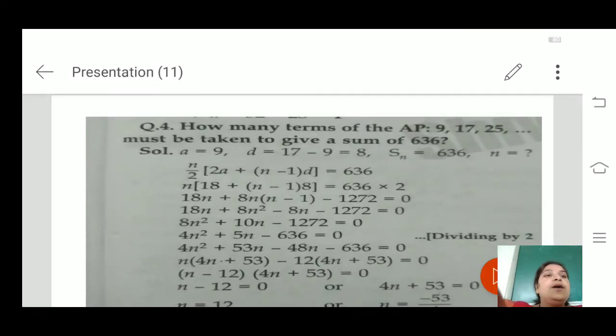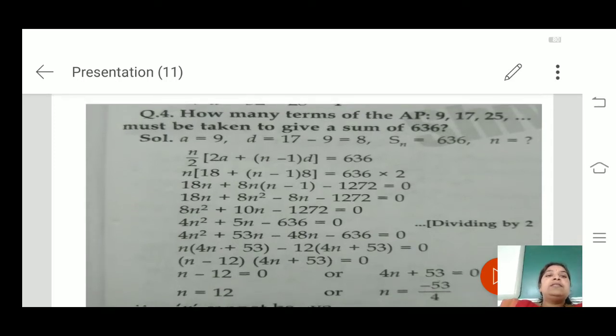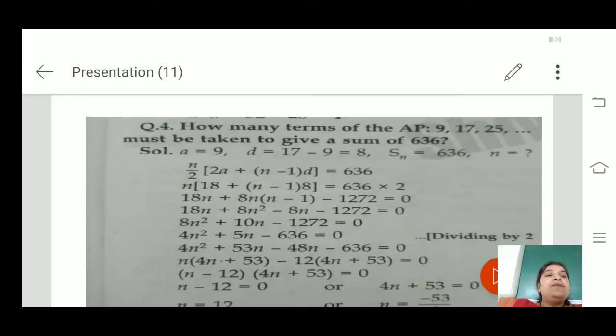Hello students, now we are solving question number 4 of exercise 5.3. Question is, how many terms of AP, the AP is given to us, that is 9, 17, 25, and so on, must be taken to give sum as 636. First try to understand what are the given values. Given is a, that is 9. Difference can be calculated as 17 minus 9.